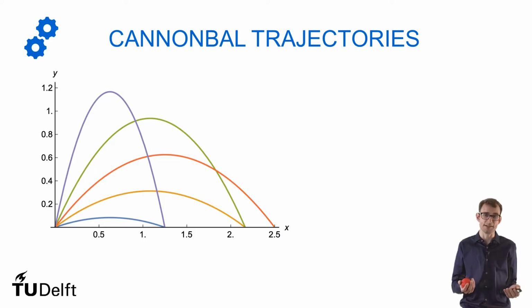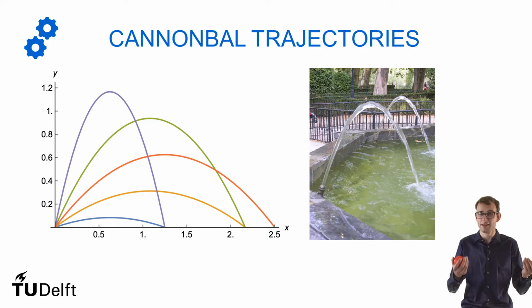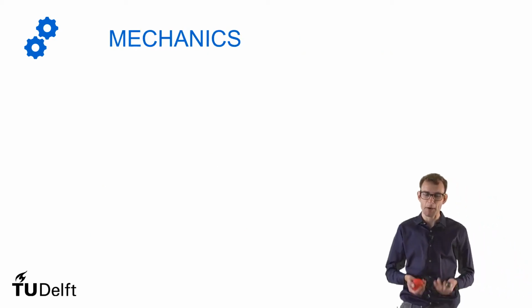Which is nicely illustrated not just by cannonballs, but essentially anything that's shot up, including water, molecules, airplanes, anything that's being fired away will follow this quadratic trajectory. All right, so that's what happens if you have a single force, or no force at all. But what happens when you have more than one force? That's what we're going to discuss in the second unit.